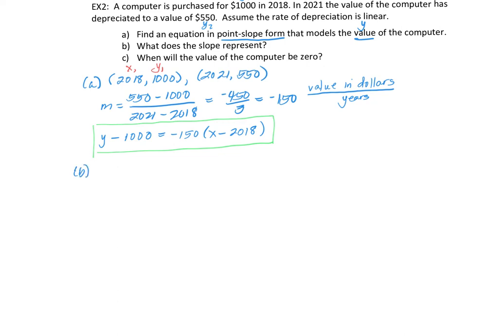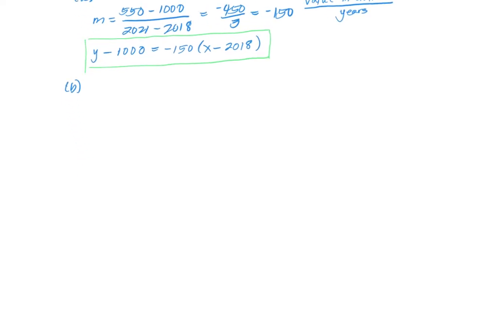In part B, we're just discussing what that slope means. Well, it's a negative slope, so that means we're losing value. So we're losing $150 in value on the computer per year. So maybe we'll write the computer depreciates at a rate of $150 per year.